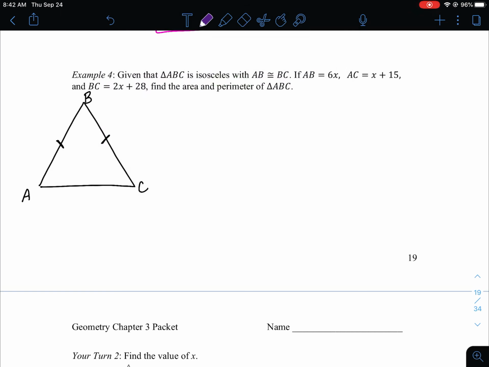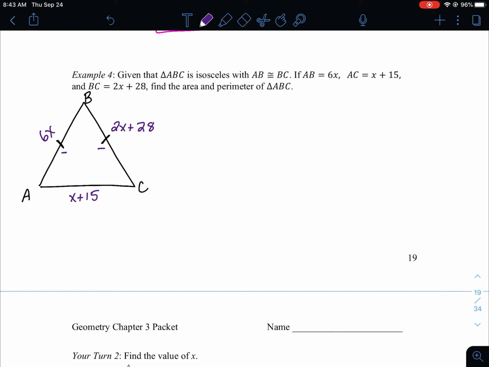Now it's telling us that AB is 6x, A to C is x plus 15, and B to C is 2x plus 28. Find the area and the perimeter. All right. So to find the perimeter, I need to add up all the sides. Before I can add up all the sides, I need to figure out what x is. So the only thing I know is they have an algebraic expression representing the length of each side, but the left side and the right side are congruent.